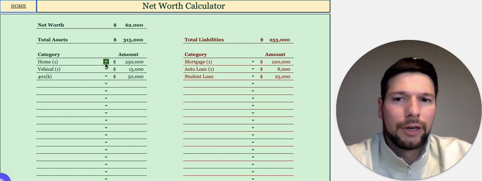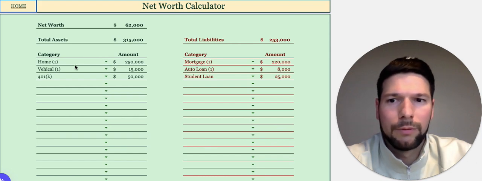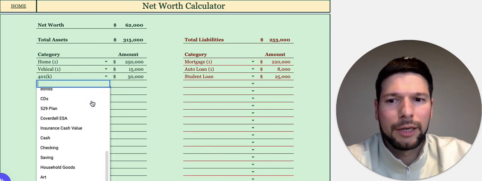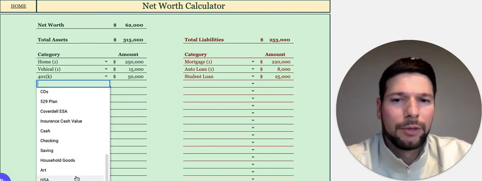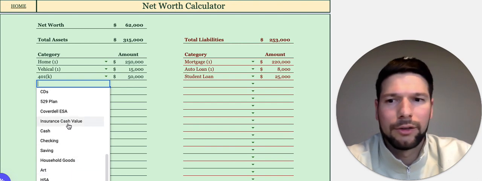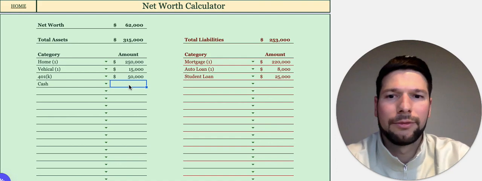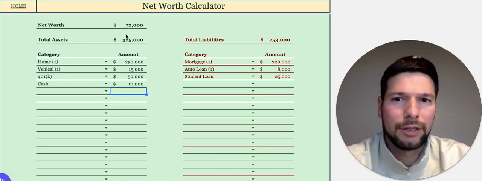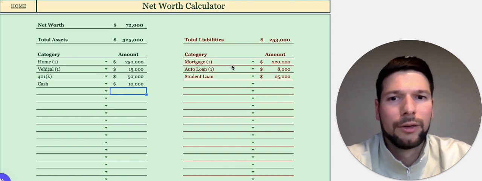In here, what you're going to do is enter in all of your different assets that you own. So your home, your car, your 401k if you have it. A full list of things that you could potentially have are in here, but you can always enter in ones that aren't included in the list if you have something else. Just to add one more, we'll say you have $10,000 in cash on hand as well. And you'll notice these are all going to update automatically when you do that.